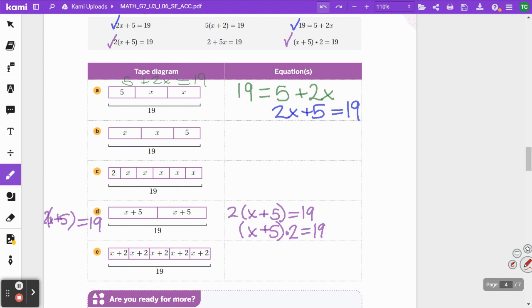All right, at this time, go ahead and pause your video. I want you to complete parts B, C, and E. And remember, folks, you may reuse the green, the blue, the purple equation or equations if needed. So go ahead, press pause, come on back when you're ready.